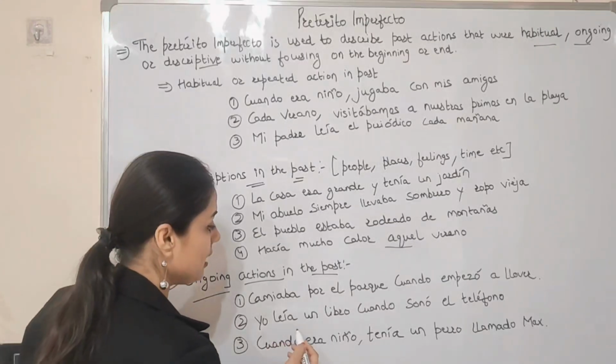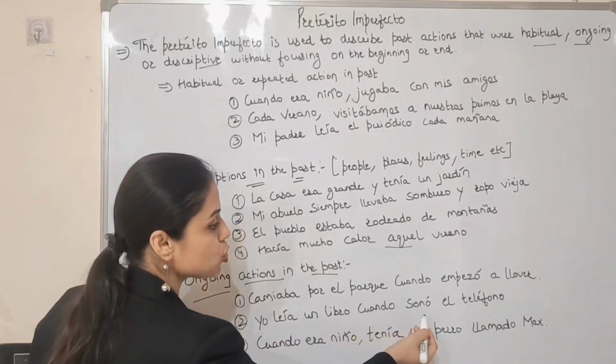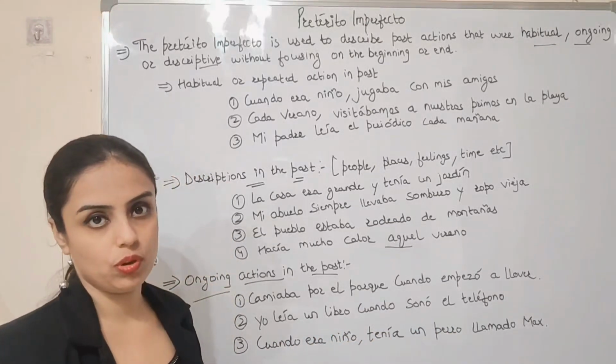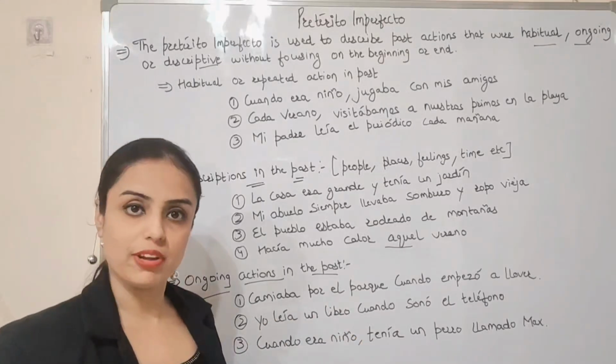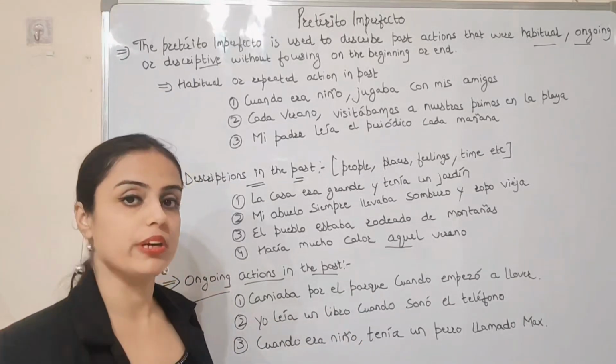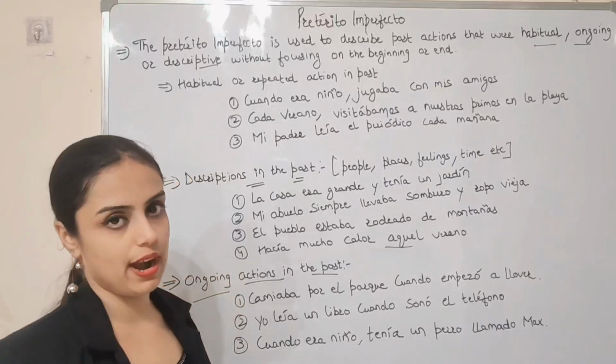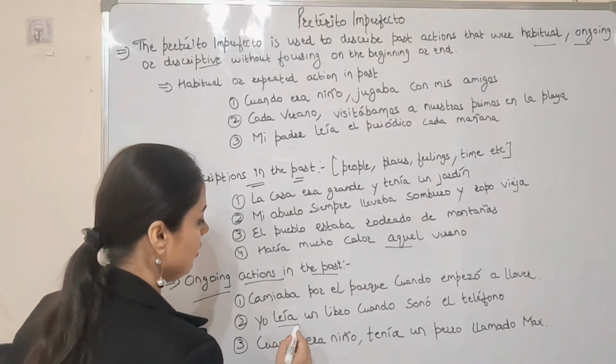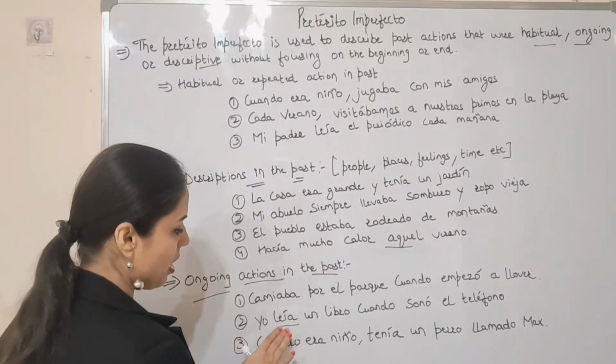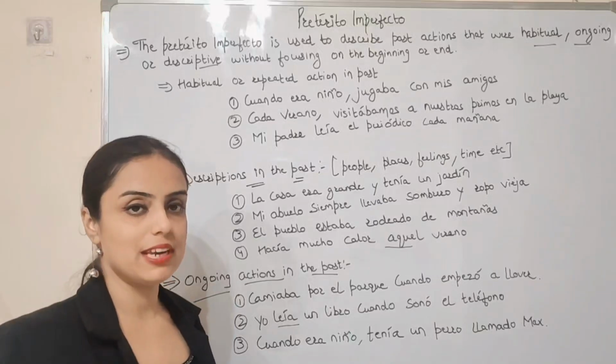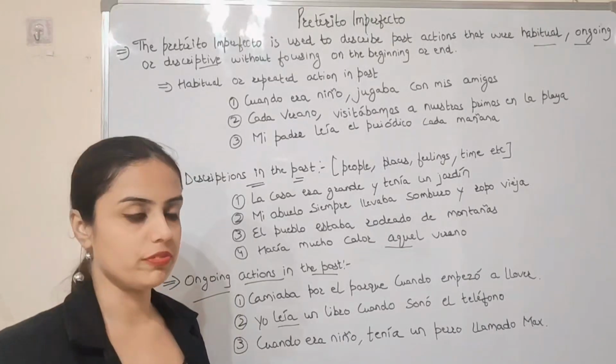The next one is: Yo leía un libro cuando sonó el teléfono. I was reading a book when the phone rang. Vale, leía, leer, to read. So it's the past form. Vale, so I will explain you the conjugation in a later part of the session.